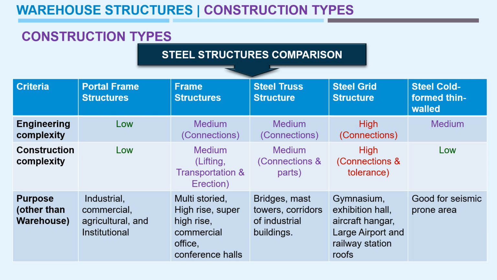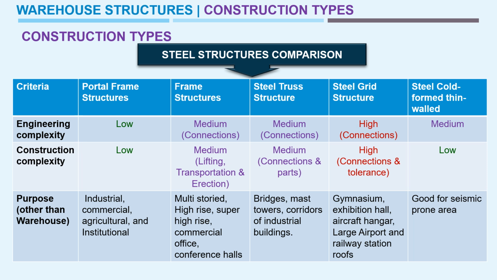And for frame structures it requires some lifting and transportation, so we can keep it as medium. And for steel truss structures, the connections are somewhat more complex. And for steel grid structure it is high, because the connections are a little bit of a challenge, and the tolerance also needs to be considered. Steel cold formed thin walled structures are the same as portal frame structures, so there is no complexity while doing the construction.